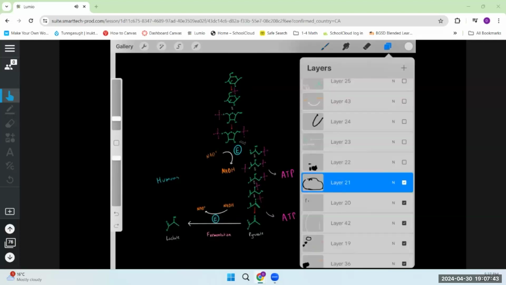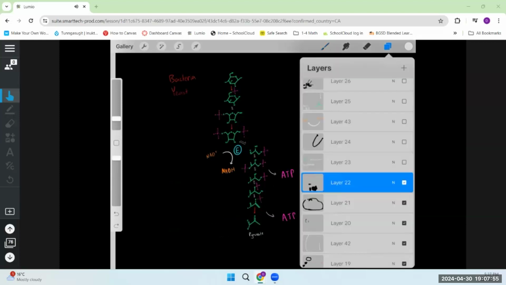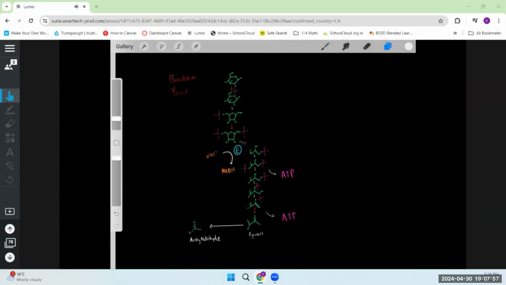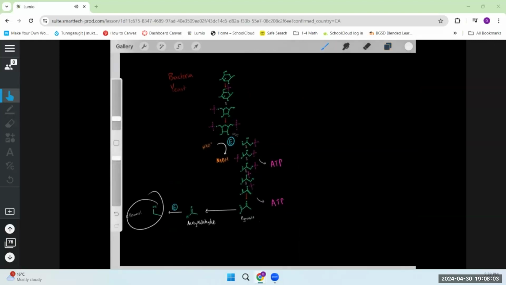However, bacteria and yeast are a little different. So it's the same idea. They do glycolysis to produce ATP, but all their NAD pluses are converted to NADHs. So they need to find a way to reform NAD plus. So again, they do fermentation, but they do it a little differently. Essentially, they take their pyruvate and form acetaldehyde. Then once they form this acetaldehyde, they convert it to ethanol.